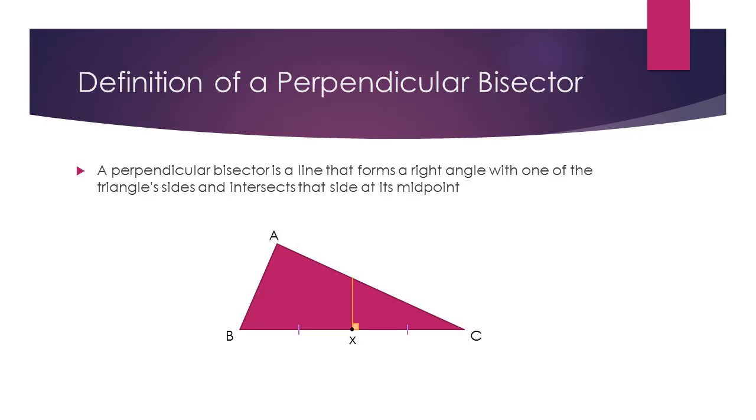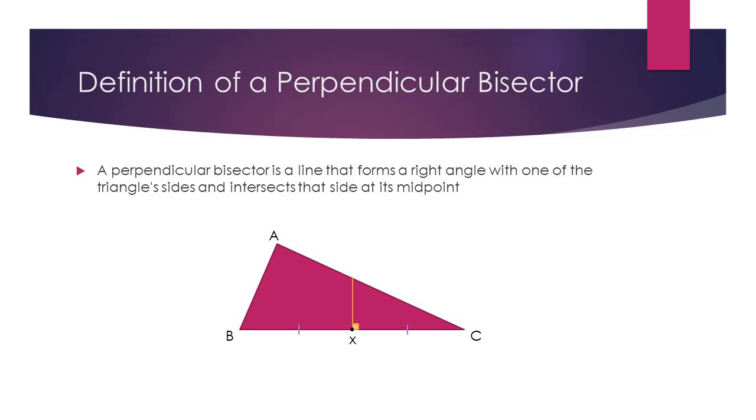Hello, my name is Paul Lee, and for the extended law of sines, I will be going over the proof that every triangle has a unique circumcircle. But before we go through this proof, we'll first need to go over two different topics. The first topic is the definition of a perpendicular bisector. A perpendicular bisector is a line that forms a right angle with one of the triangle's sides and intersects that side at its midpoint.